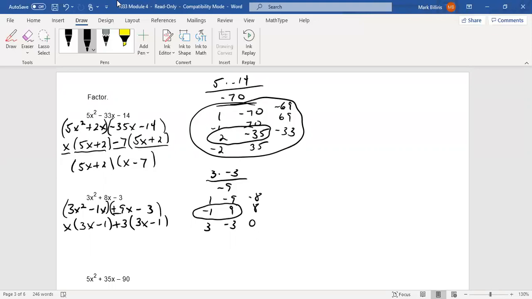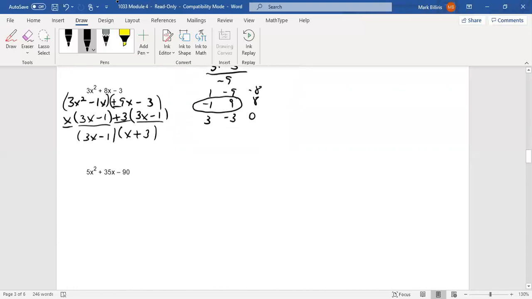Again, what I have in parentheses is identical. That's my greatest common factor. Once I divide my greatest common factor out of each, it will leave me with an x plus 3. Keep in mind again, you can always check your answer by using the FOIL method.